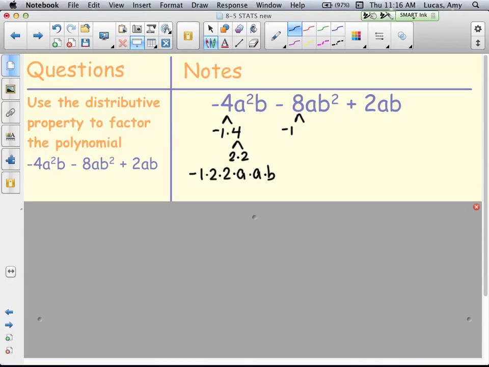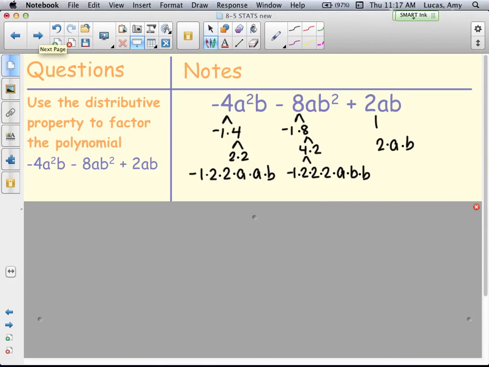Negative 8, negative 1 times 8. 8 is 4 times 2, and 4 is 2 times 2. So if I bring this all down, here's what it looks like. And my last one, 2 is prime, so this is just 2 times A times B. Okay, what do they have in common?